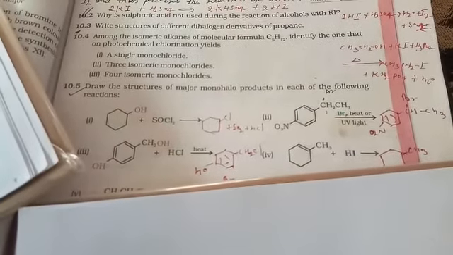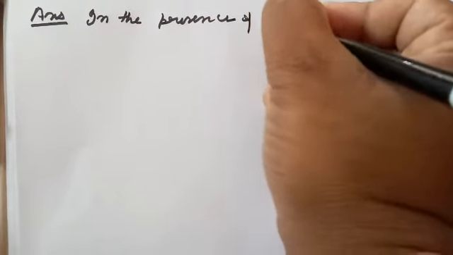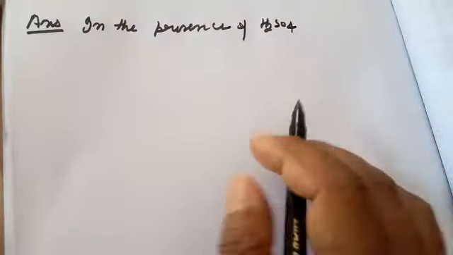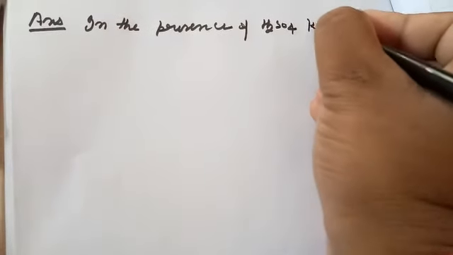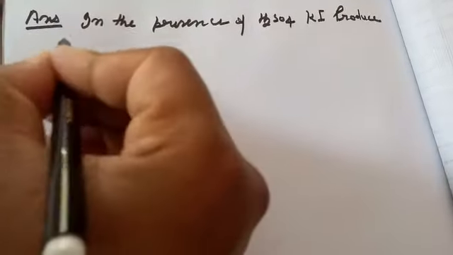First question is, why is sulfuric acid not used during the reaction of alcohol with KI? Now solve it. Answer is, in the presence of H2SO4, KI produces HI.